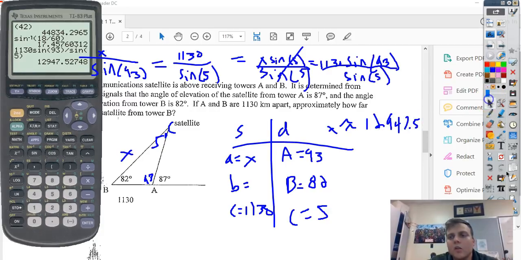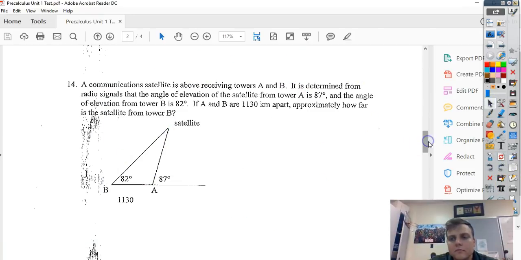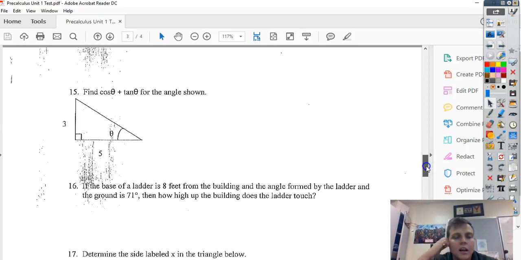Okay, moving on to problem 15. Actually, we're going to skip problem 15 for a second and come back to it, okay? I'm not a big fan of problem 15, so we're going to skip it for a moment, and then we're going to come back to it, okay?